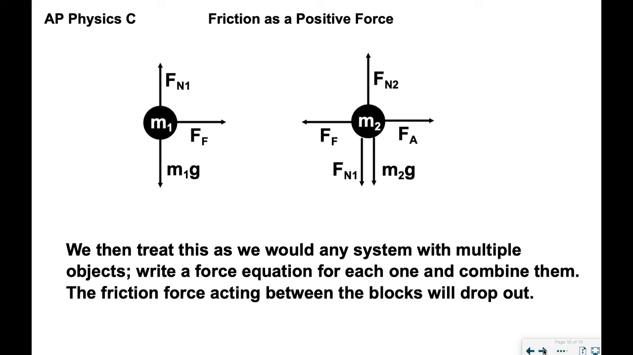We're going to then treat this as we would any other system with multiple objects. We write a force equation for each object, combine them. What we'll find is that the friction force acting between the blocks is the one that will drop out. So it behaves like tension or contact force does when we have multiple objects.